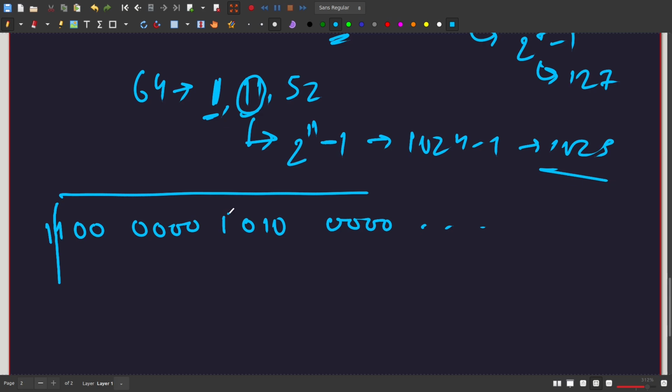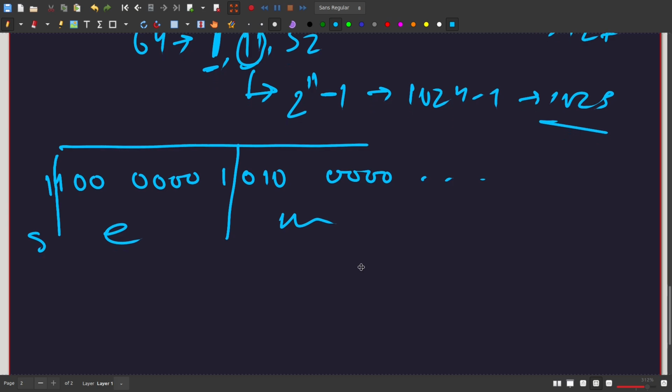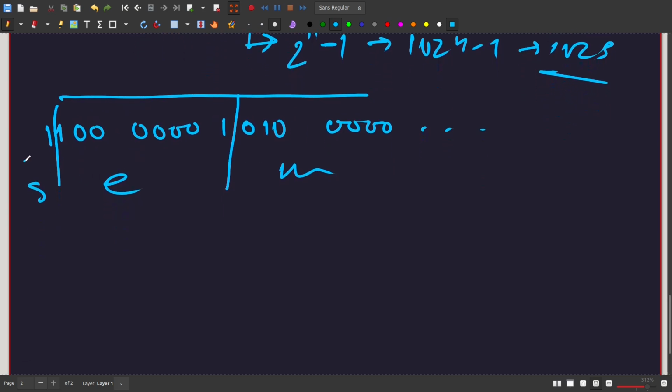So 4 and 4, that is the exponent, that is the sign, and this is the mantissa, just as we were earlier. Now you'll clearly notice here that the sign bit is 1. That means that the value that we have is in fact a negative thing.